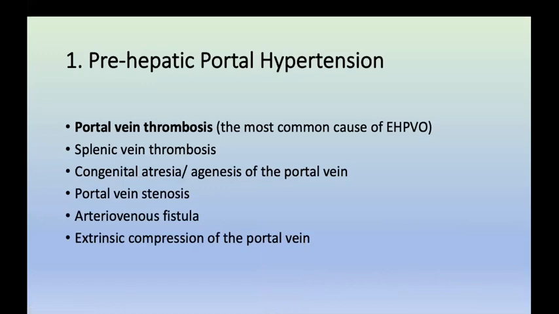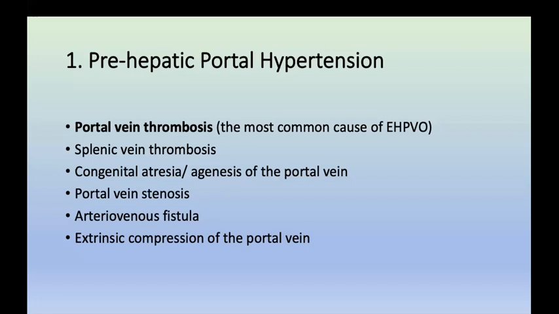This is, I would say, the category most of our children come under, a part of the majority of chronic liver disease patients we have. So out of the prehepatic portal hypertension causes, I would say portal vein thrombosis is the main cause. That is considered the commonest cause of extrahepatic portal vein obstruction.